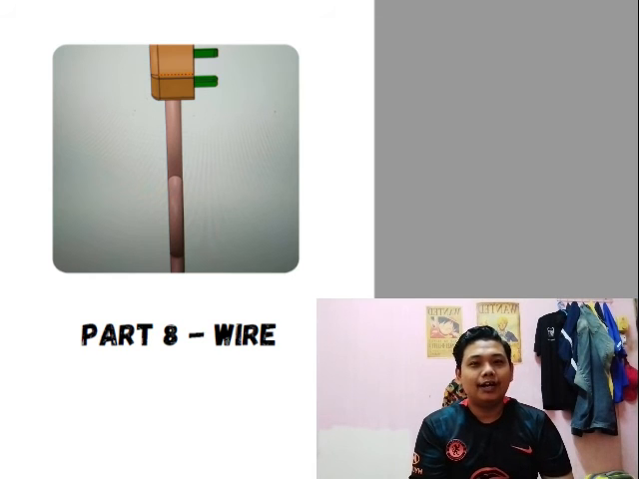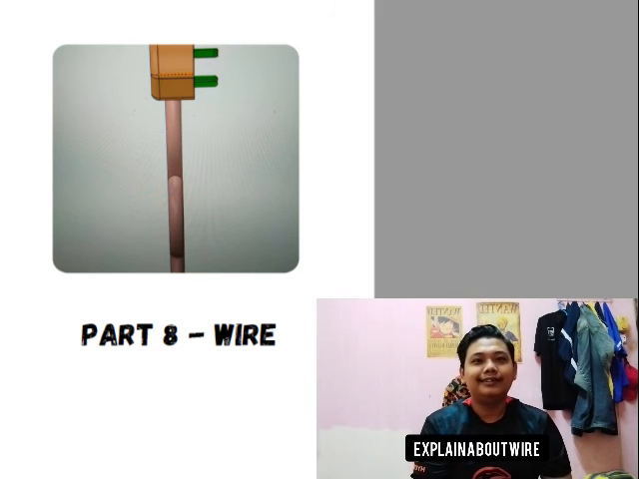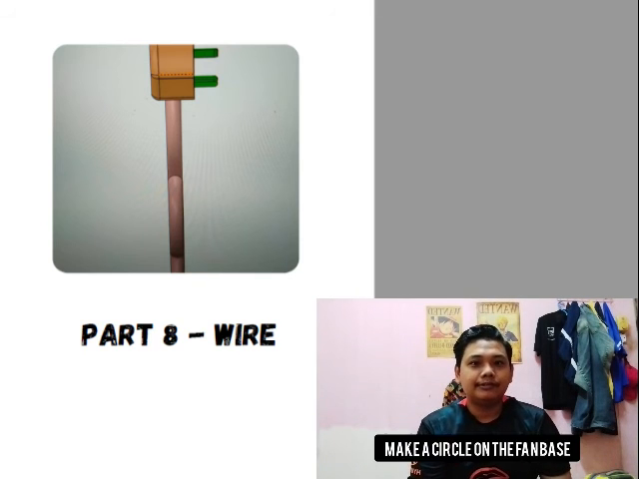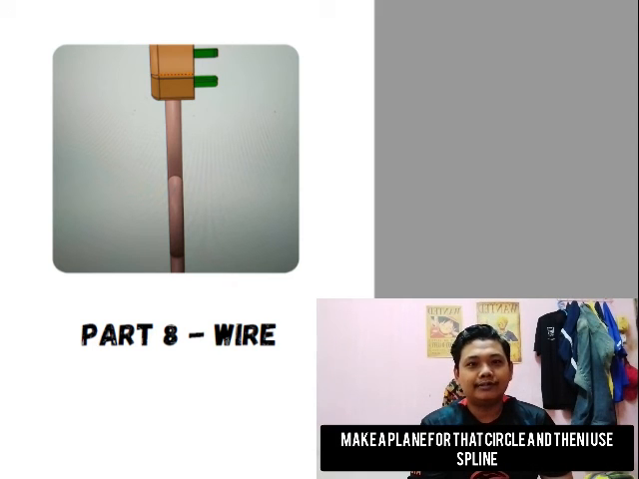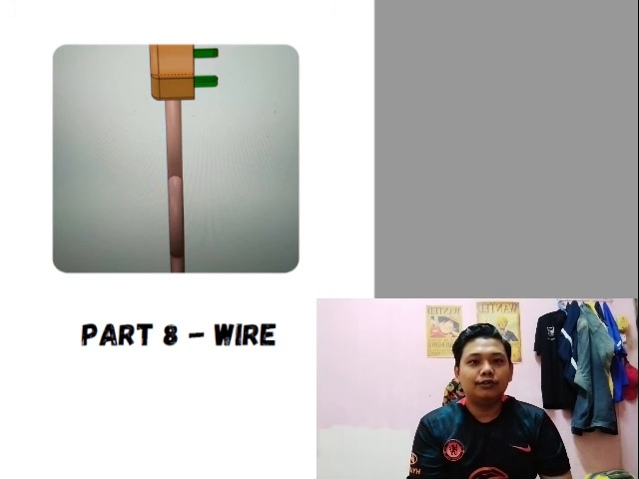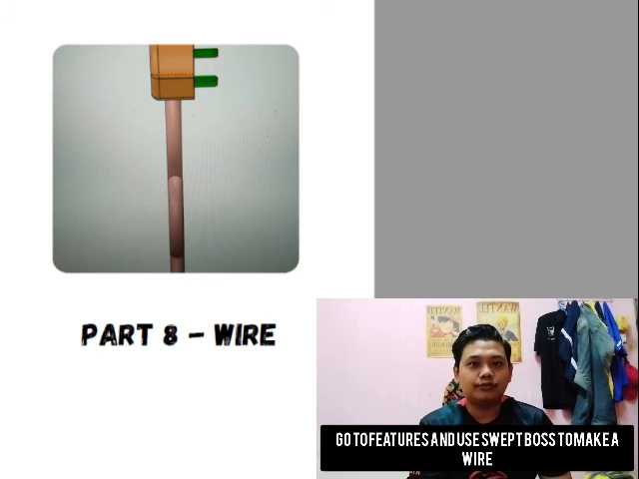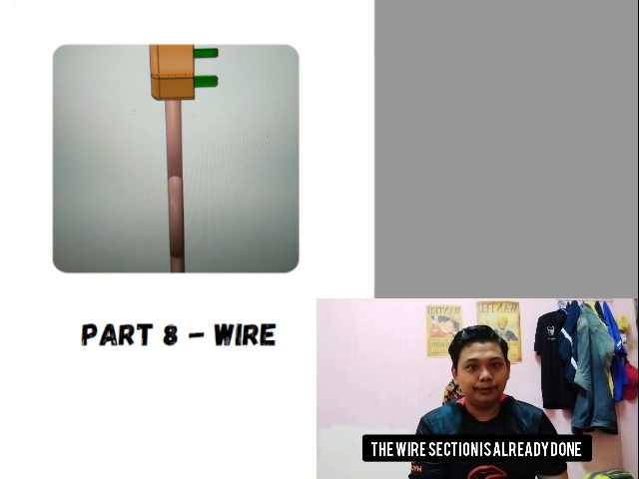For my part, I will explain about wires from the fan connector. To make the wires, first make a circle on the fan base. After that, I will make a plane for that circle and then I use the spline. After that, go to the features and use swept boss to make a wire. After that step, a wire is formed.